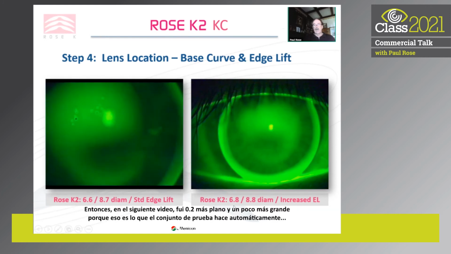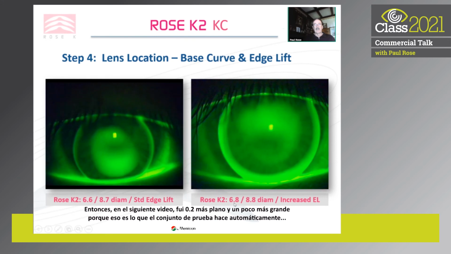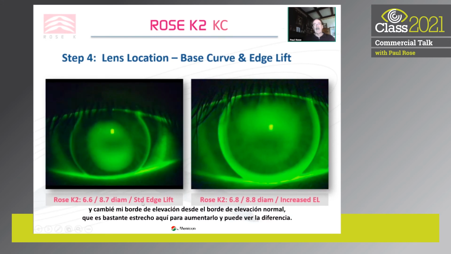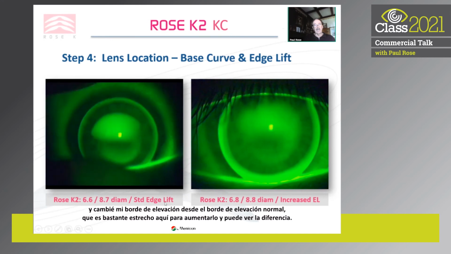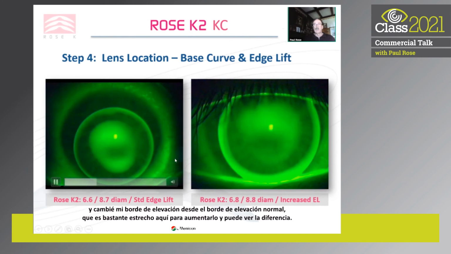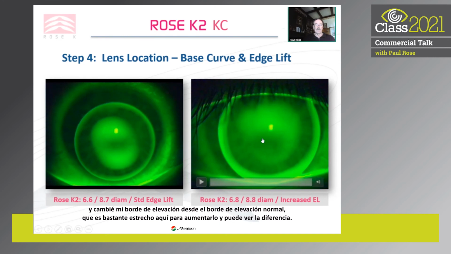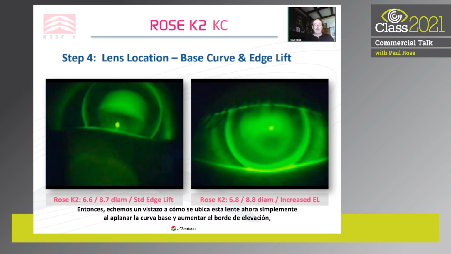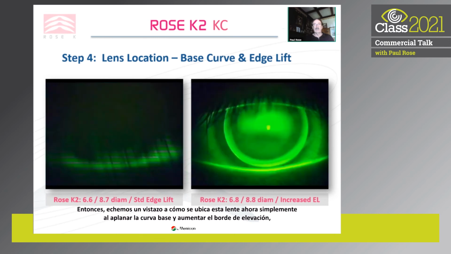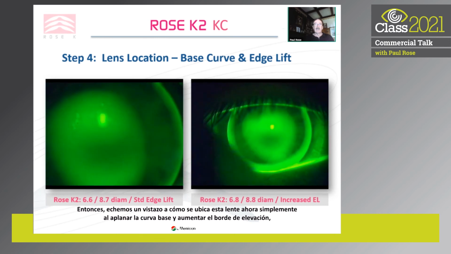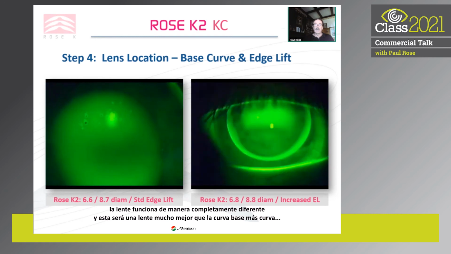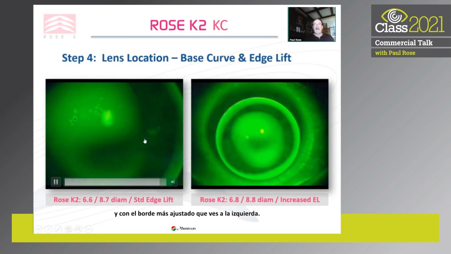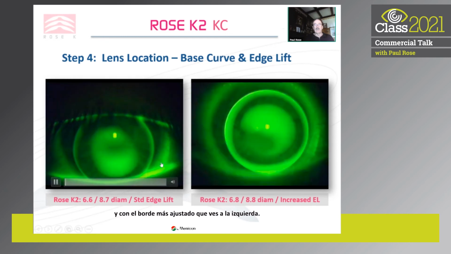So in the next video, I've gone 0.2 flatter, slightly larger because that's what the trial set automatically did. And I've changed my edge lift from standard edge lift, which is quite narrow here, to the increased, and you can see the difference. So let's have a look how this lens now locates. Simply by flattening the base curve and increasing the edge lift, the lens performs completely differently, and this will be a much, much better lens than the steeper base curve with the tighter edge lift that you see on the left.